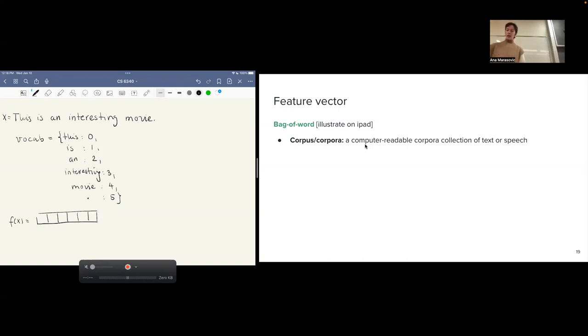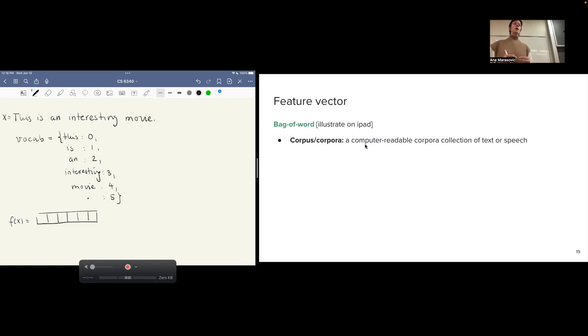All right, and each one of these dimensions over here is going to correspond to the word that's indexed with that dimension. So here, dimension zero corresponds to the token "this" because it has index zero in the vocabulary. Over here, we have dimension three, which means that it corresponds to the word that has index three in our vocabulary. And now we need to fill the values of this vector.